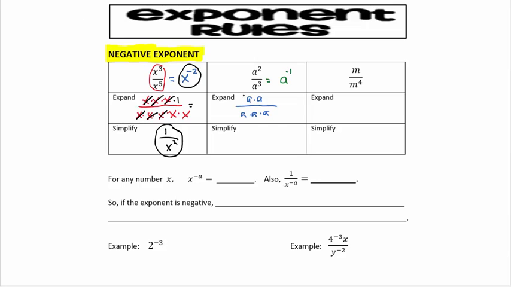And let's go ahead and cancel. An a there, an a there, and I'm left with, on the top there's nothing left, so I'm just going to put a 1 to hold the place. In the bottom I have an a, or I could say a to the first if I want to. So if we wrote this out using the rules from yesterday, we get a to the negative 1. When I expanded then simplified, I got 1 over a to the first.